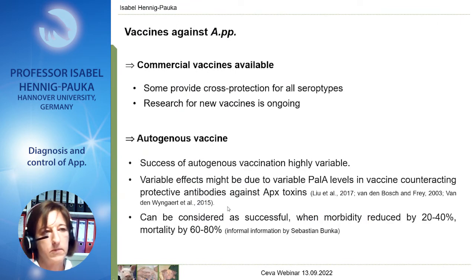And I will end with this statement from Sebastian Bunker. It was from the 1990s, when only one commercial vaccine was on the market. It was against APP serotype 2, a killed vaccine. And he has a lot of experience also with autogenous vaccines. He said that the vaccine can be considered as successful when the morbidity is reduced by 20 to 40% and the mortality by 60 to 80%.